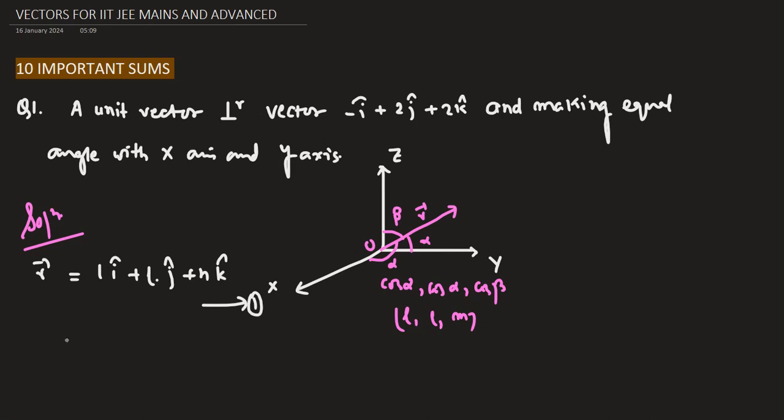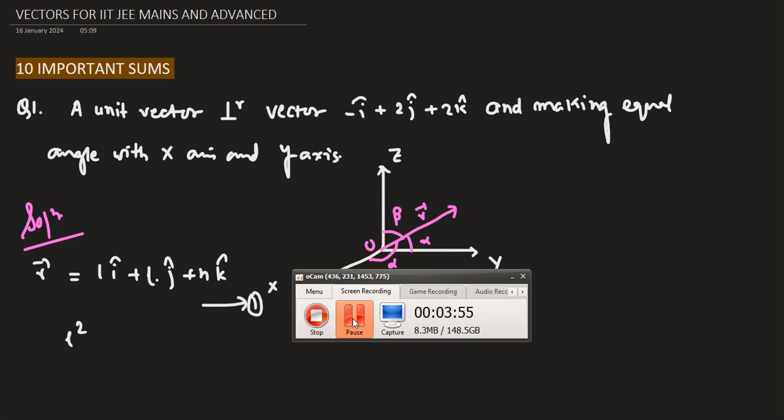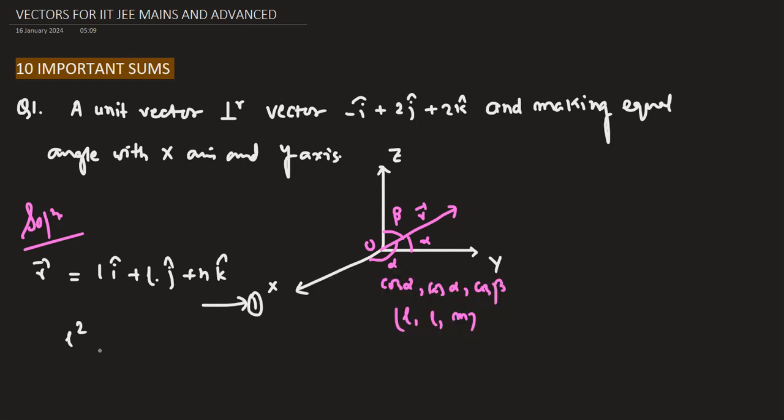So here one criterion is working. From the properties of direction cosines, we know that the sum of the squares of the direction cosines is 1. From here we have 2l square plus m square equals 1. We call this equation 2.